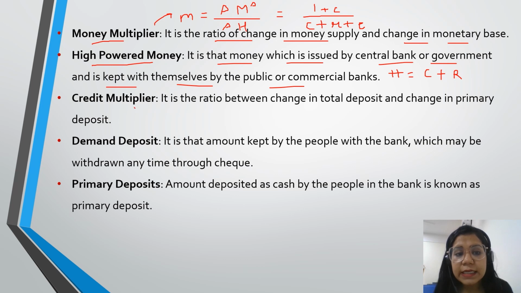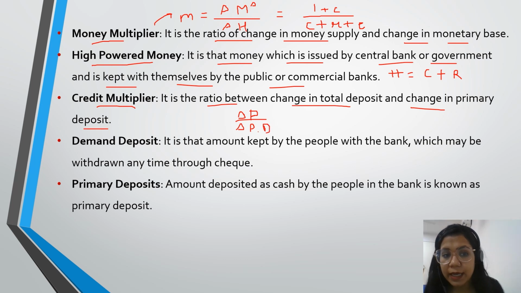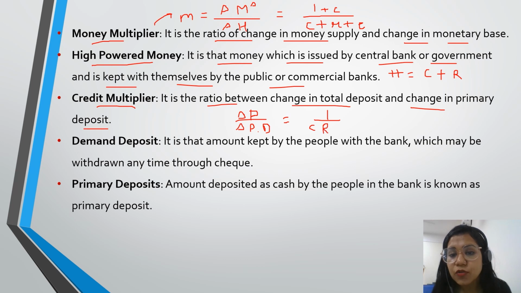Now, what is the credit multiplier? So, credit multiplier is the ratio between the change in total deposits, if I write it as change in total deposits D, and the change in primary deposits. This gives me my credit multiplier. Another formula for credit multiplier was 1 upon cash reserve ratio CRR. So we had read that the credit multiplier is inversely related to the cash reserve ratio.